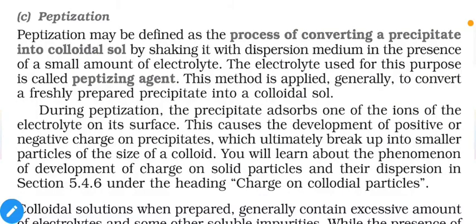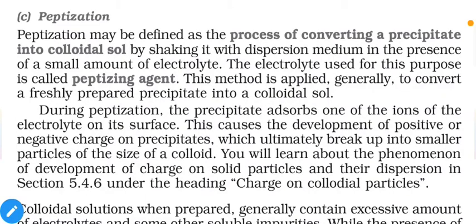The electrolyte used for this purpose is called the peptizing agent. This method is applied generally to convert freshly prepared precipitates into colloidal sol. Now keep in mind we have to maintain the amount of electrolyte or peptizing agent added inside the solution. Otherwise, it will create an unstable environment and your colloidal sol will precipitate again.